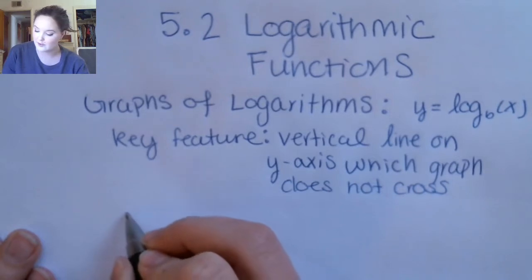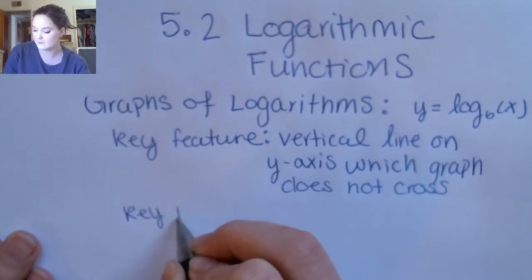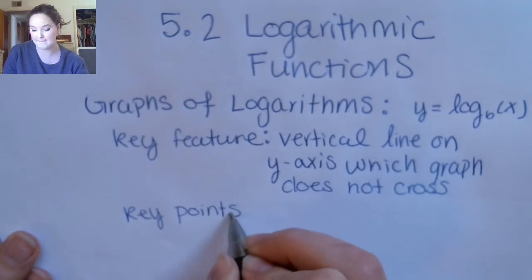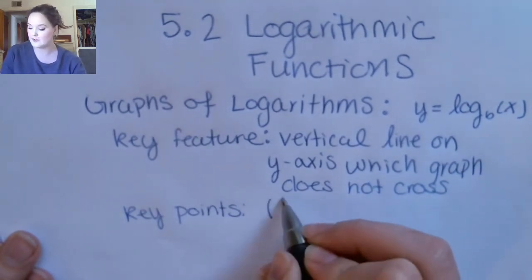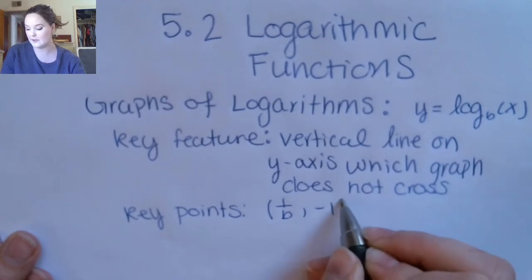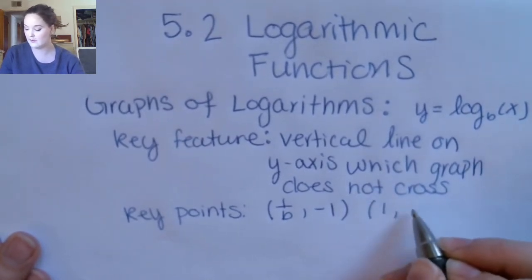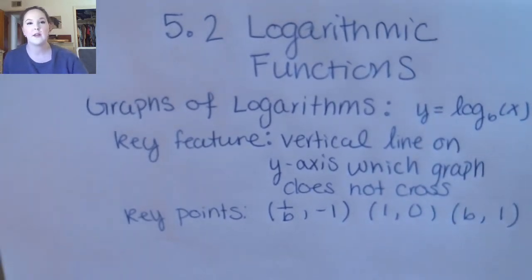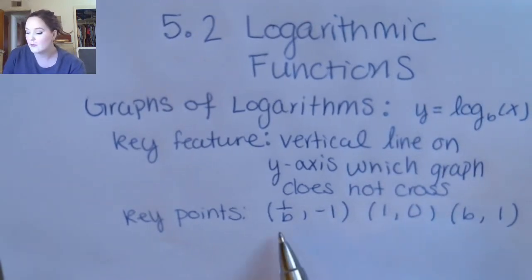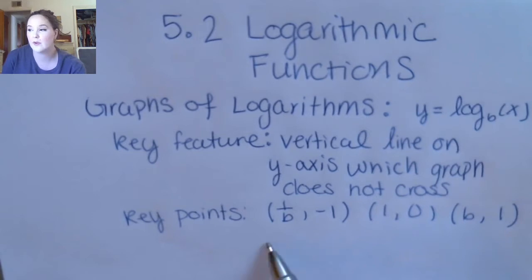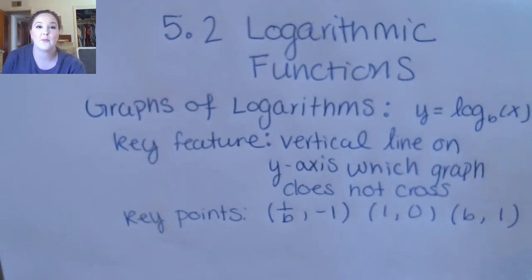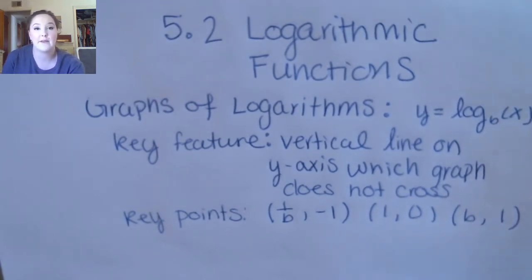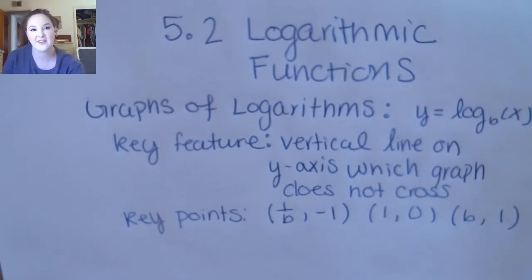Then there are three key points. So our key points are 1 over b, comma, negative 1; 1, 0; and b, comma, 1. If those key points look familiar to you, they should. These are the key points from the exponential graphs, but with x and y reversed, right? So if you've been watching the videos about inverse functions, you'll know why these are reversed. And if you haven't been watching those videos, I encourage you to.